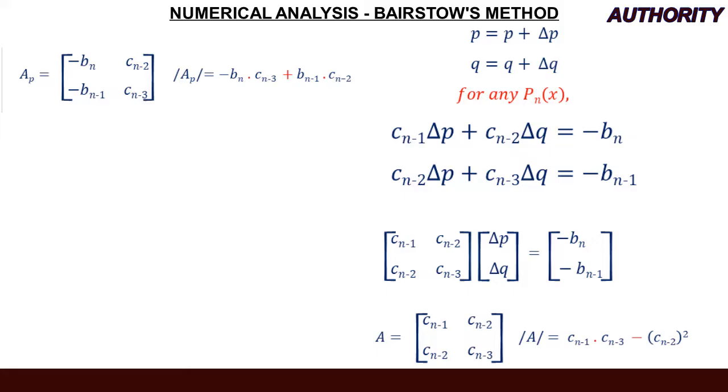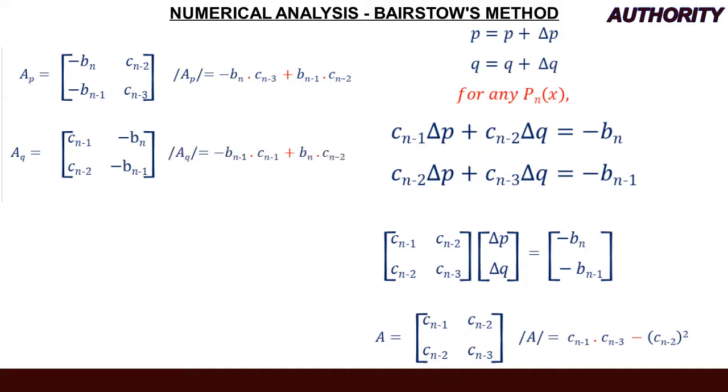Now let's form the last matrix. Let's call this matrix AQ. In matrix AQ, we are going to interchange the second column with the result. Minus Bn and minus Bn-1 is going to replace the second column, which is Cn-2 and Cn-3. So in place of Cn-2 and Cn-3, we're going to write minus Bn and minus Bn-1. Now let's go further and find the determinant of this matrix AQ.